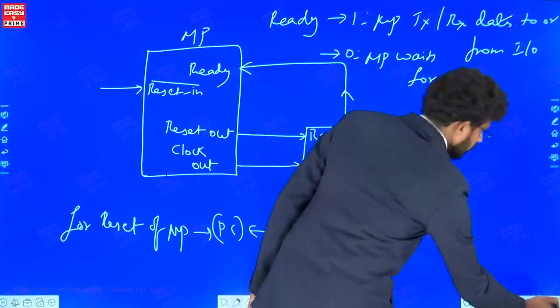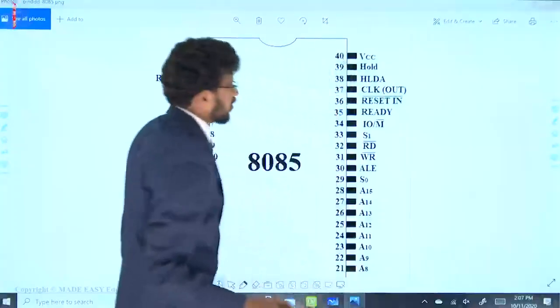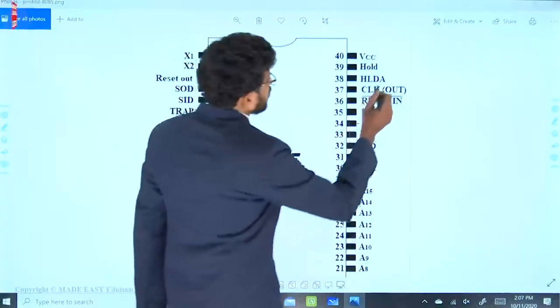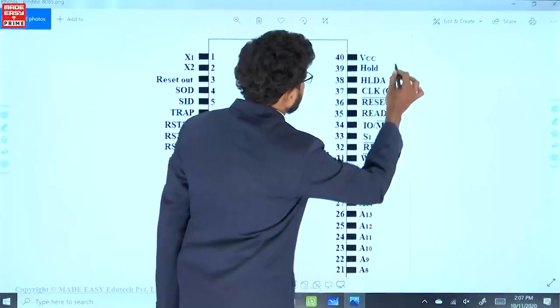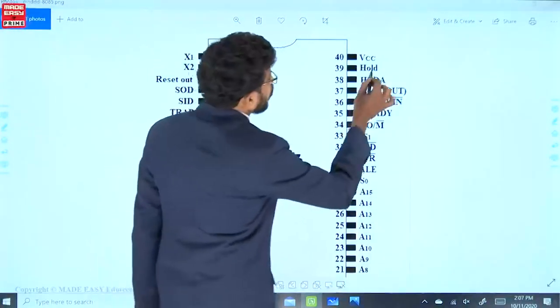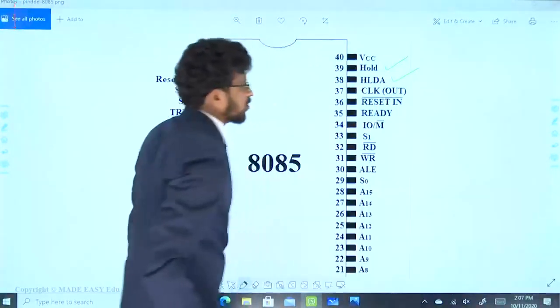Right. Let us go for the other pins which are left off. You have studied about all of them. Now observe carefully, there are two more pins which are present here. What are the two more pins here? Observe carefully: hold and hold acknowledgement.